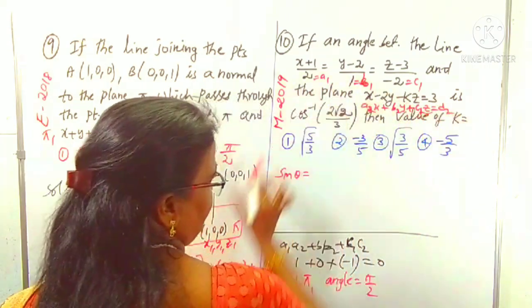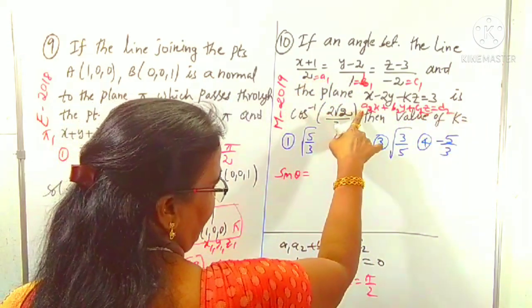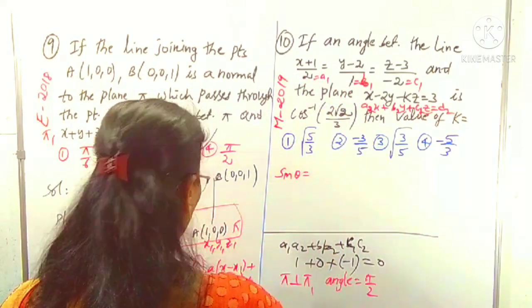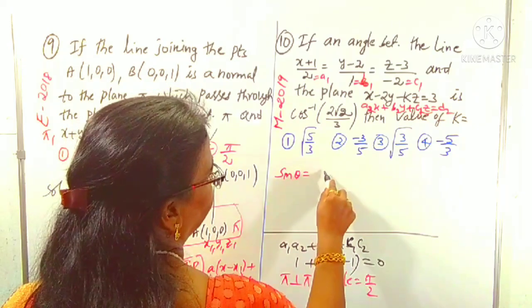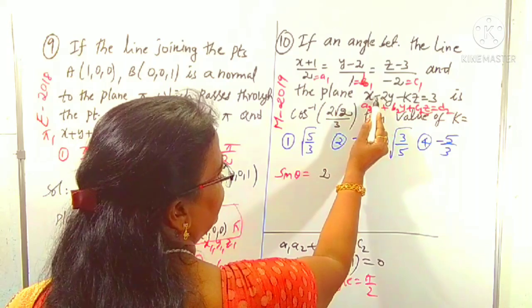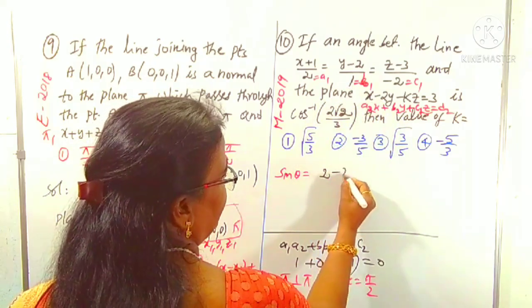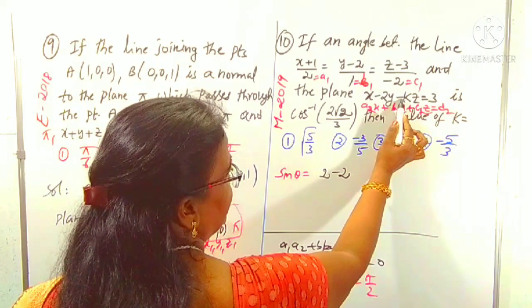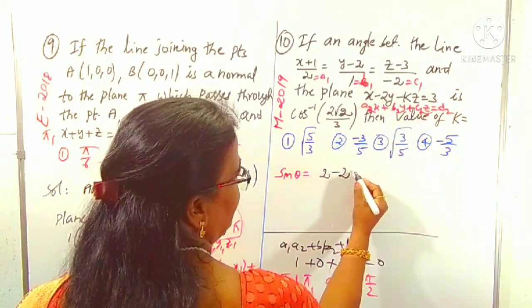Okay, we can compare like this. A1 is 2, A2 is 1. 2 into 1 is how much? 2 into 1 is 2. And B1 is 1, into B2 which is minus 2. 1 into minus 2 is minus 2. C1 is minus 2 into C2 which is minus k. Minus 2 into minus k is plus 2k.